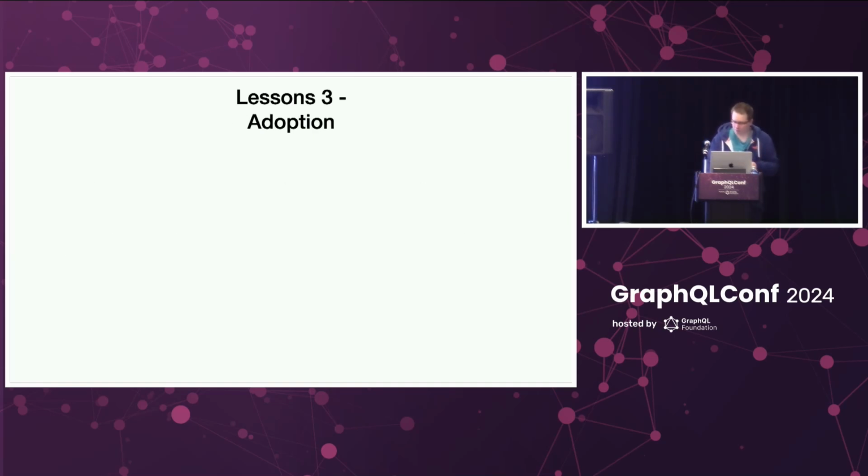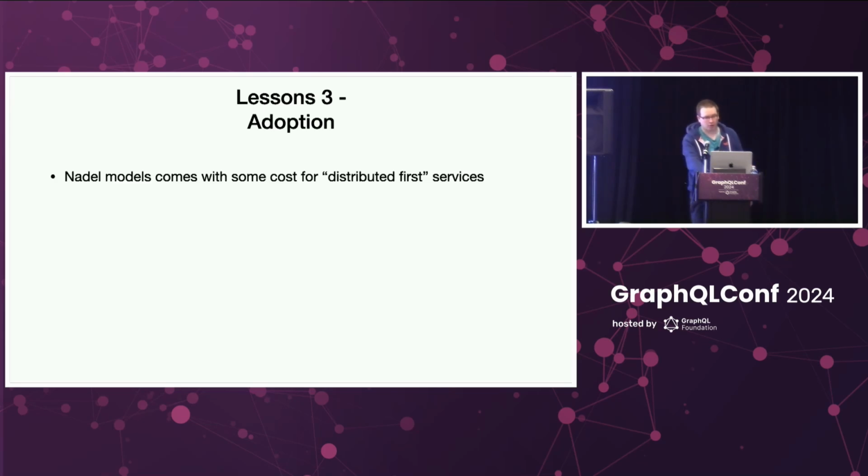Okay, adoption. This is maybe one of the most interesting parts. There's a cost to this model. Having a supergraph API separated from the subgraph gives you great flexibility. You can do transformations. You have a central review point. You have a very explicit stage where you can manage things.